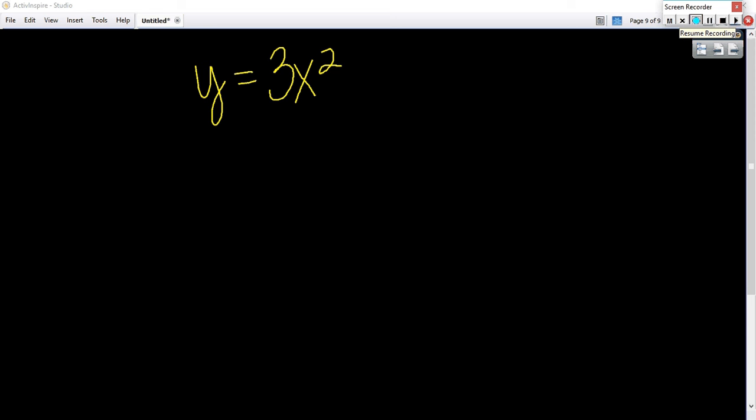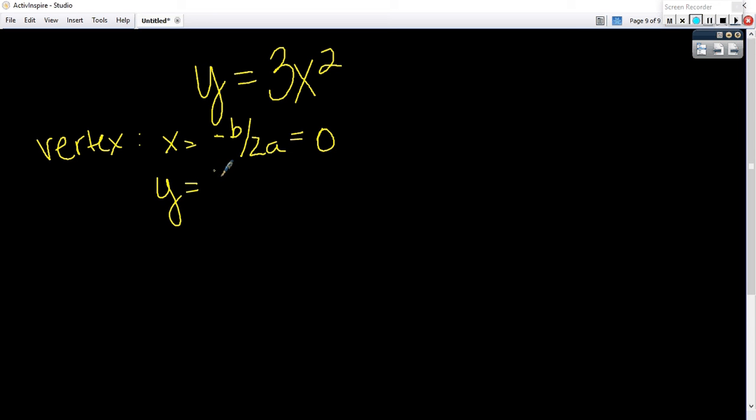Step 1. What is it? Starts with a V? Vertex. So to find the vertex, remember I'm doing opposite B over 2A. In my equation, what is B? I don't have one, so it's 0. Well, if I've got 0 up top, it's going to give me 0, right? 0 divided by anything is 0. How do I find the other part of the vertex? Put it into the y equals.